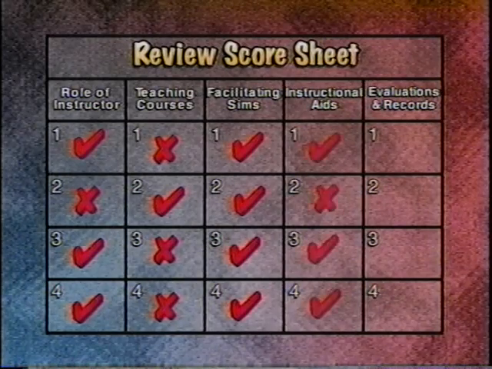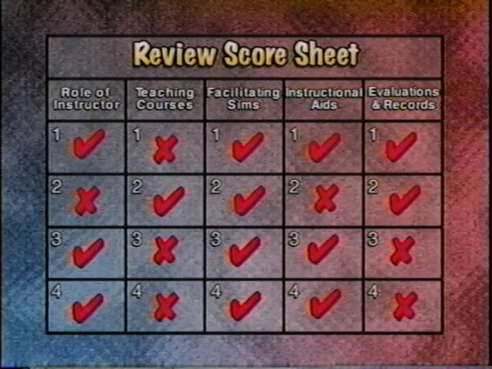On the score sheet, indicate whether you answered the questions correctly. At the conclusion of the game, tally your responses. If you missed more than one question in a category, go back and review that segment of the course. If you're ready, let's begin.